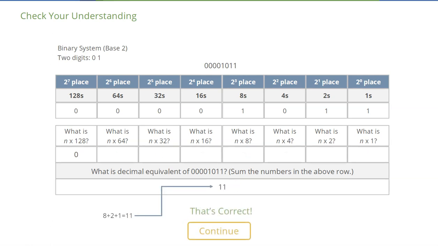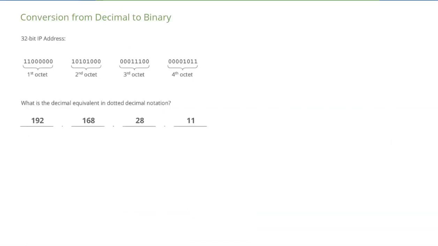That's correct. The decimal equivalent of this binary number is 11. Click Continue when you are ready to move on. Here is the full binary to dotted decimal conversion of our 32-bit IP address.